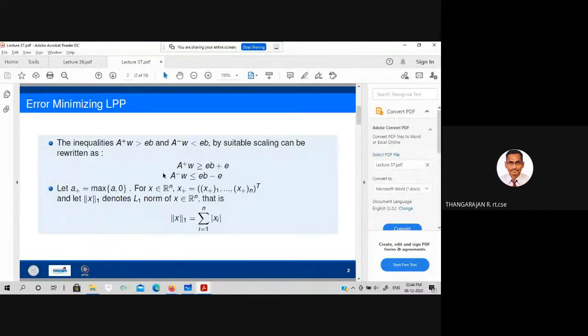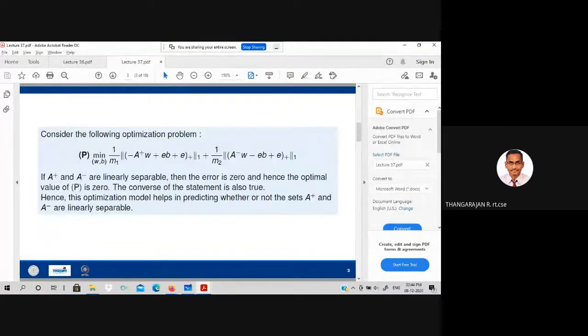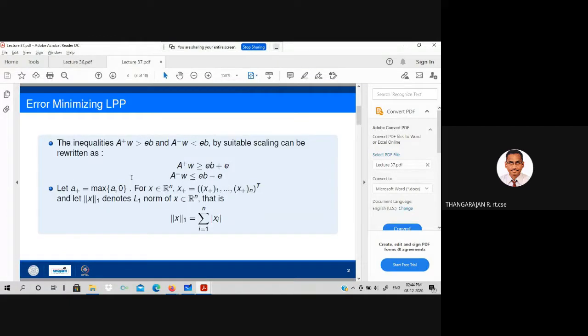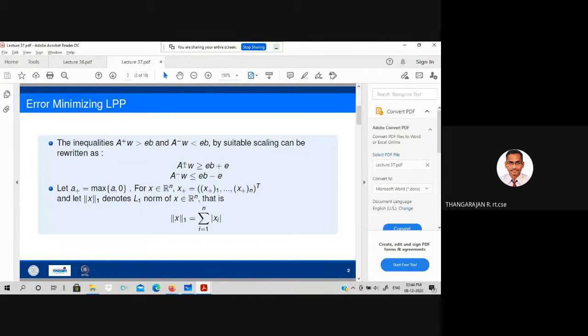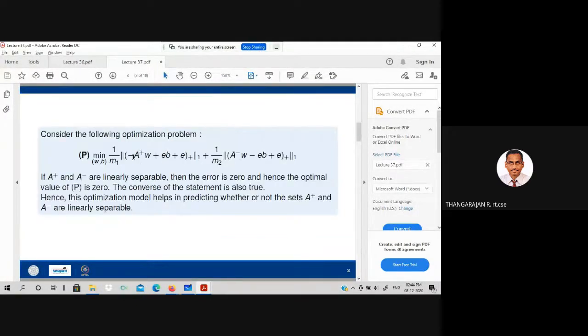And what they have done is convert the binary classification problem into an optimization problem. They have put the equation in this form, and taken this one to this side, and similarly these two to this side. When you take this one to this side, it becomes minus A plus w plus b plus e. That's what you get here: minus A plus w plus b plus e.